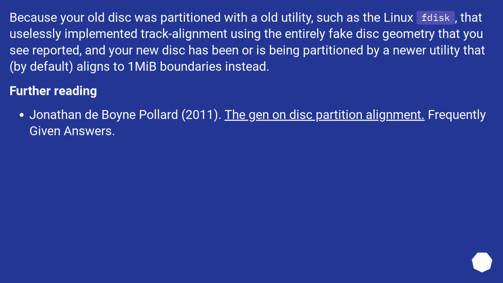Further reading: Jonathan de Boyne Pollard, 2011, "The Gen on Disk Partition Alignment", "Frequently Given Answers".